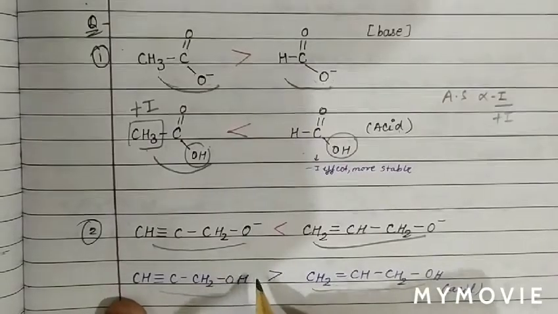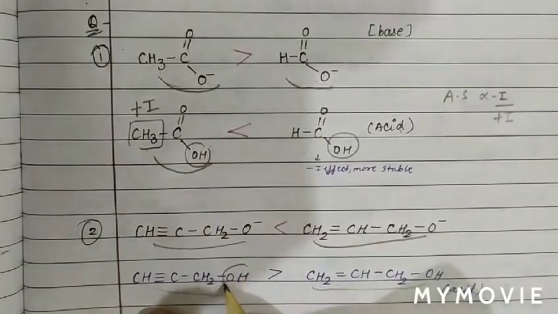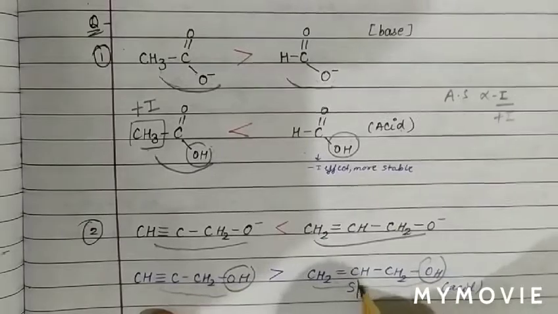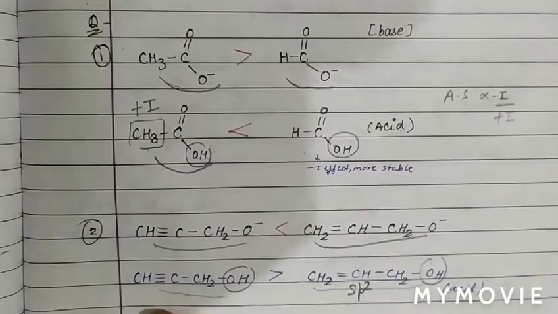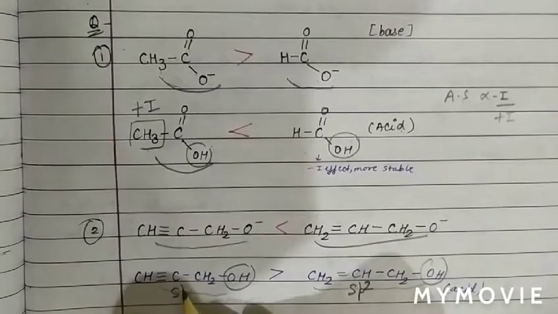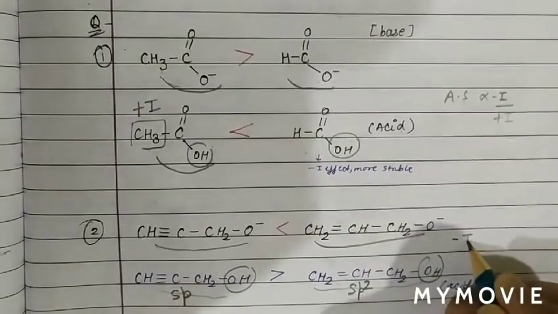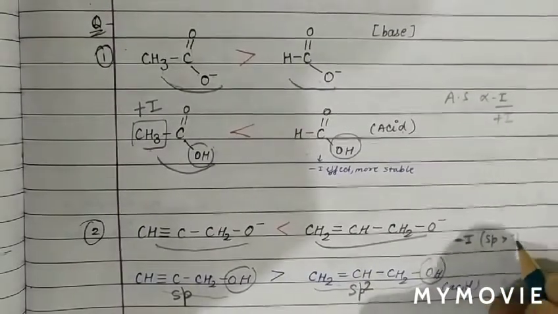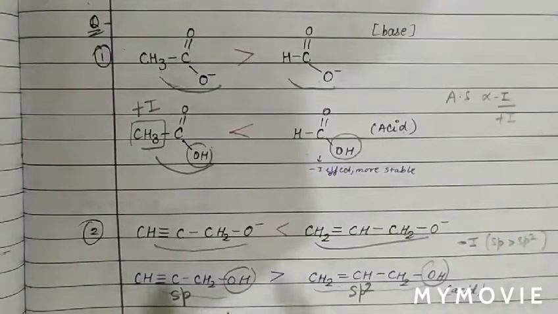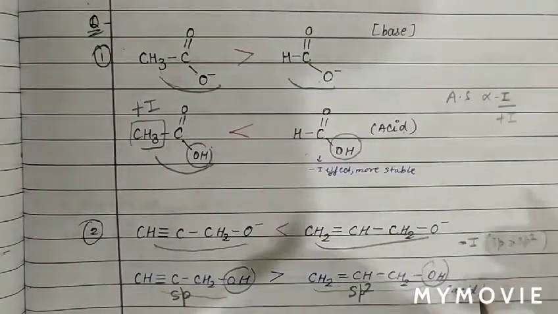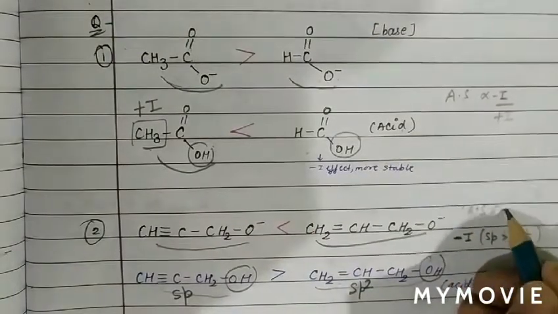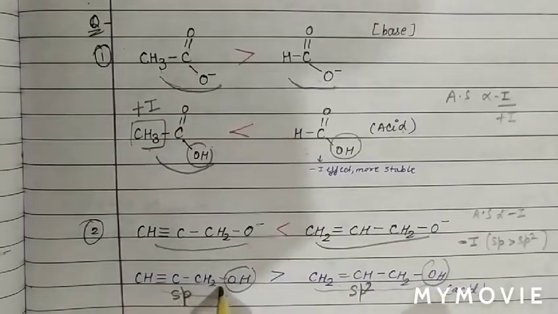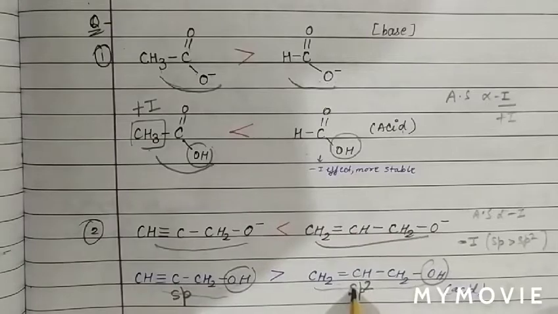As we can see that in this case, acidic nature of OH group. So we can see that here hybridization of carbon is sp2, because it is a double bonded carbon atom, while in this case the hybridization of carbon is sp, and we know the -I effect of sp hybridized carbon is more as compared to sp2. So we can say that as acidic strength is proportional to -I, and -I of sp carbon is more than sp2 carbon, the acidic strength of this alcohol is more as compared to this.